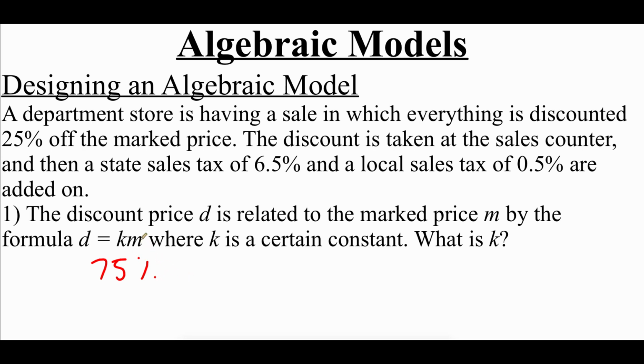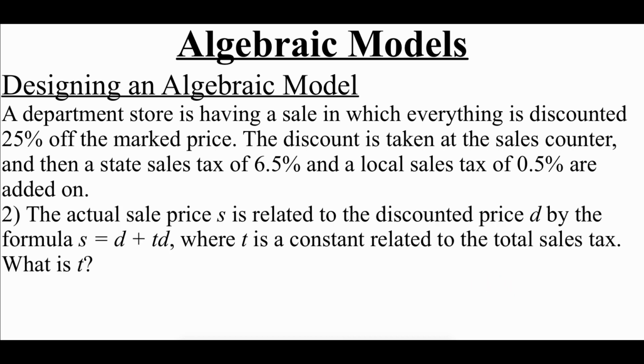Now, as we're looking at this model, we don't want to use the 75%. We're going to take that and convert it into a decimal. So we're going to be dealing with a K value of 0.75. We could actually take this formula and rewrite it using that K value. So the discounted price is equal to 0.75 of the marked price.